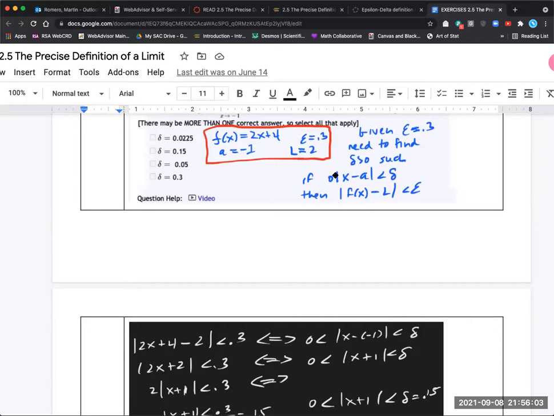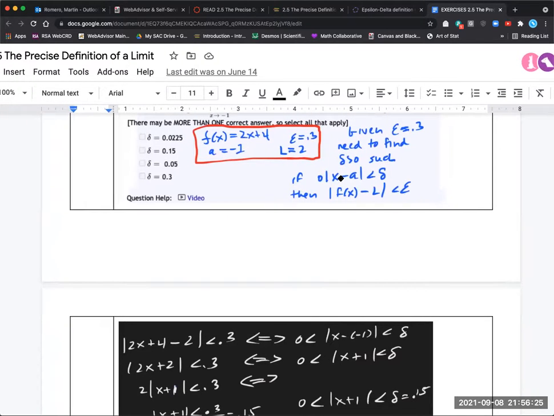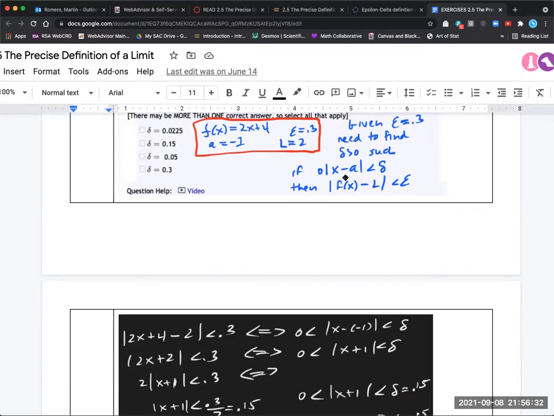I'm missing a less than symbol right there. But if given epsilon equals 0.3, we need to find a delta greater than 0 such that if the distance between x minus a is less than delta, then the distance between f of x and the limit is less than epsilon. So we're trying to now find what that delta is. If epsilon is 0.3, then how close do I need to be to -1 as x approaches -1? That's what I'm trying to find there. Again, there should be a less than symbol there.